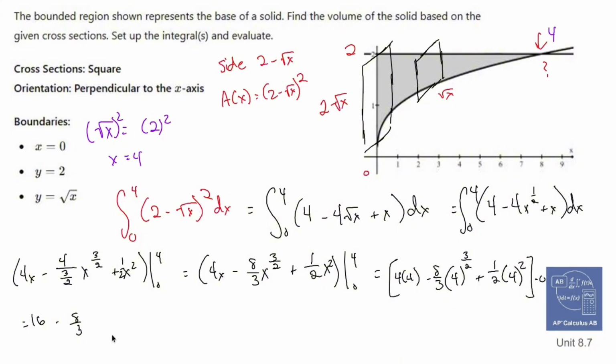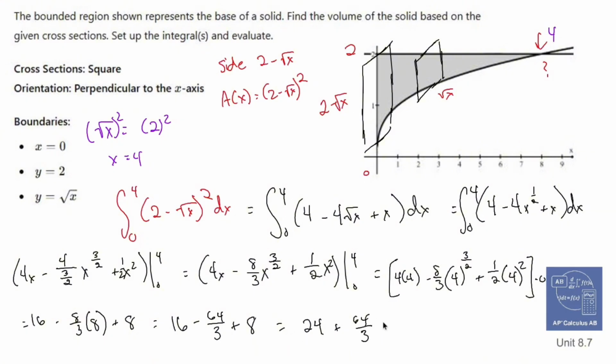And then the square root of 64 is 8, so that's not that bad. I apologize. Plus 1/2 of 4 squared is going to be 1/2 of 16, which is 8. So u becomes 16 minus 64 over 3 plus 8, which is going to be 24 minus 64 over 3.